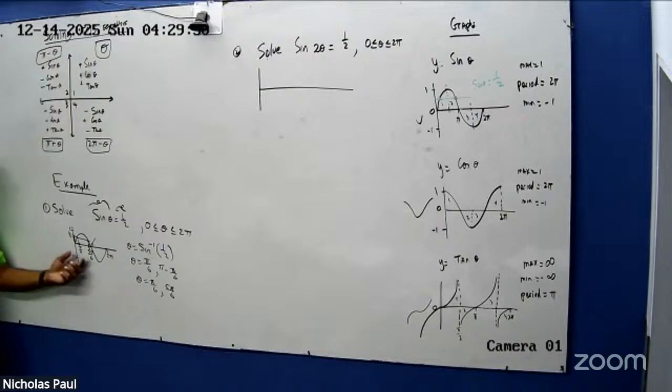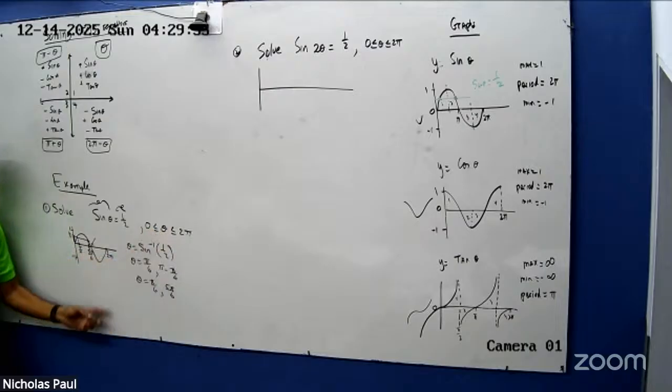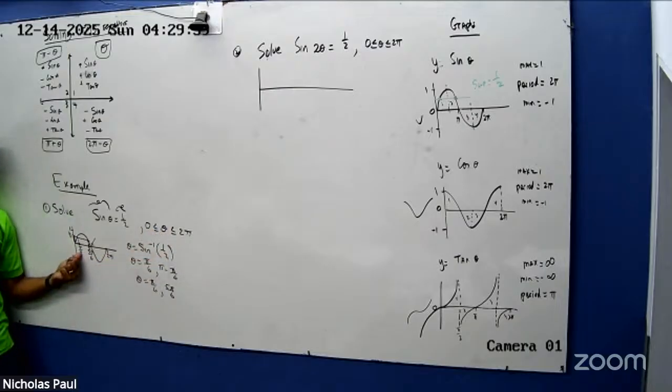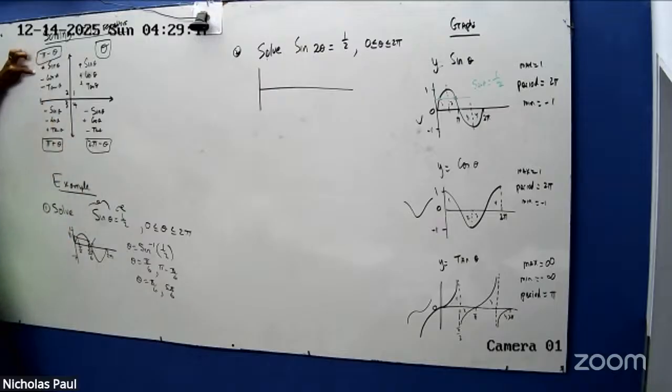So to get my two answers between 0 and 2 pi, all I did, I found sine inverse a half and I got this value here, pi on 6. To get the second value here, where the line cuts the curve, is pi minus pi on 6. To get the value in the second quadrant is pi minus pi on 6.